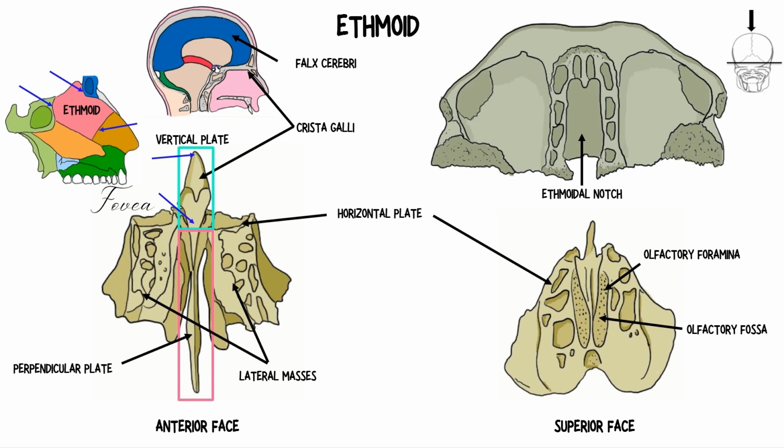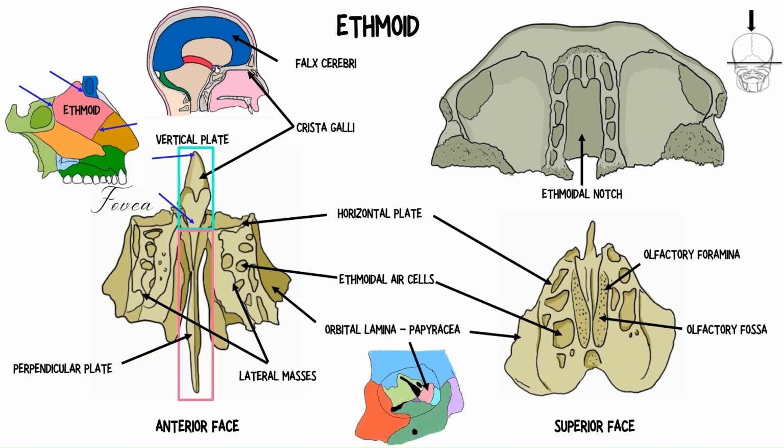The lateral masses, also called ethmoidal labyrinths, are 2 cuboidal structures located lateral to the lamina cribrosa, between the nasal cavity internally and the orbital cavities externally. They consist of a series of cavities called ethmoidal air cells. 6 faces are considered in the lateral masses. The lateral face is called the orbital lamina or lamina papyracea, smooth like papyrus, and it forms part of the medial wall of the orbital cavity.